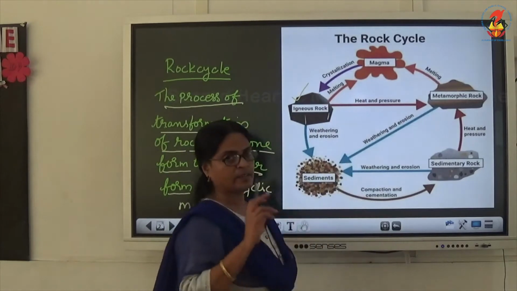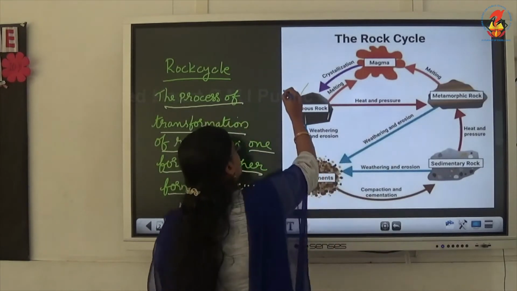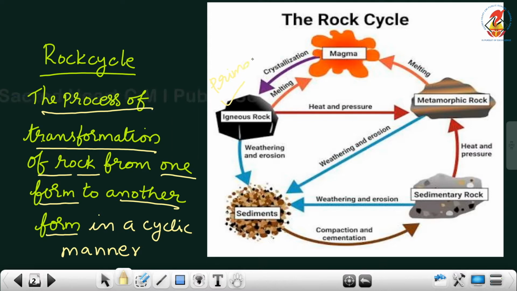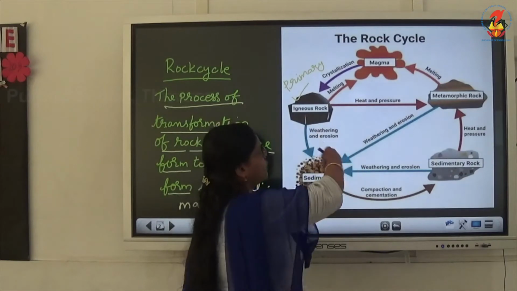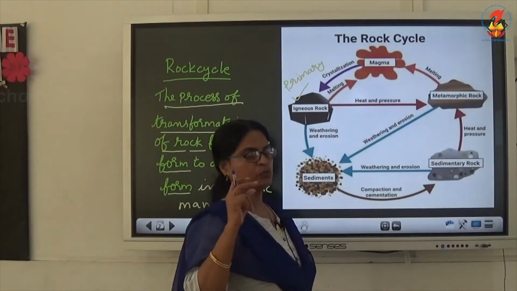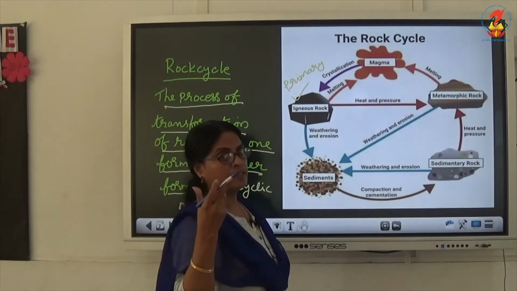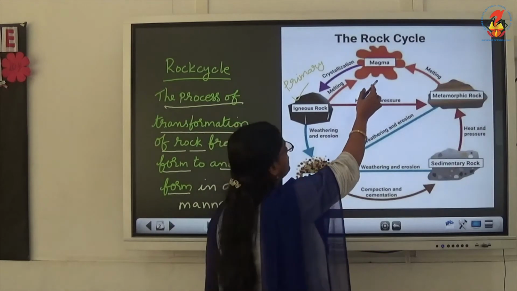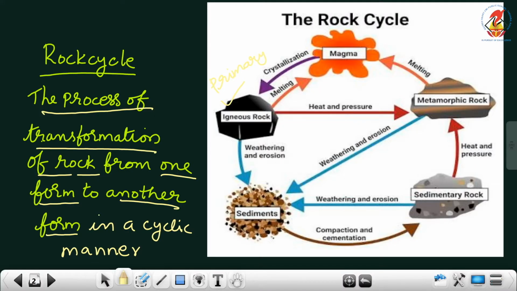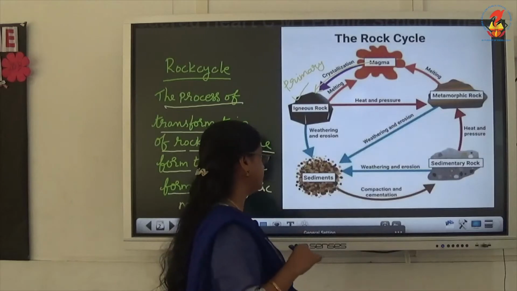Children, igneous rocks are called the primary rocks, because igneous rocks are the basis for the other two forms of rocks. How are igneous rocks formed? From the magma. When the magma cools down, it becomes crystal or solid, and thus the igneous rocks are formed.